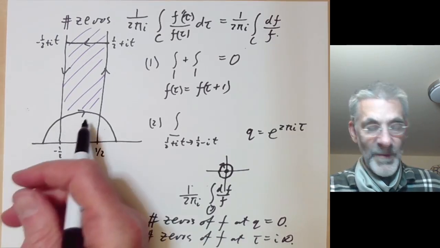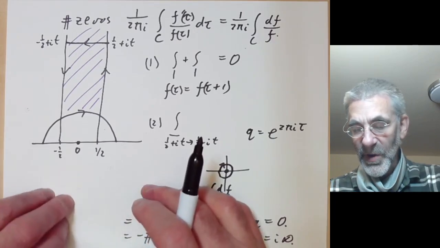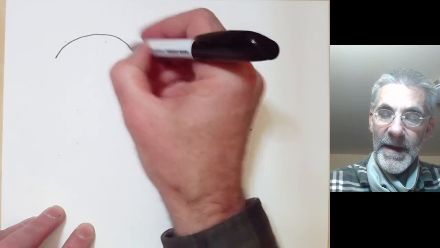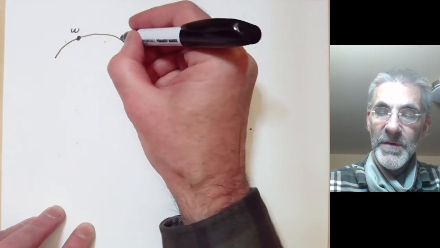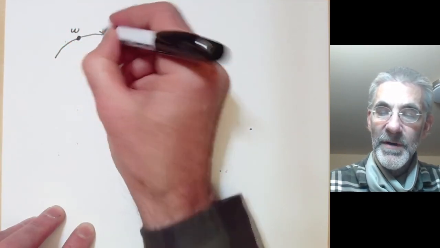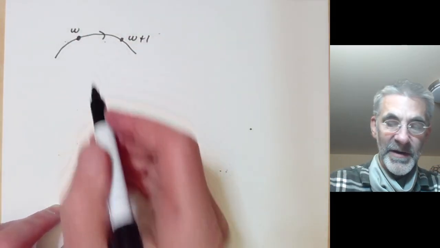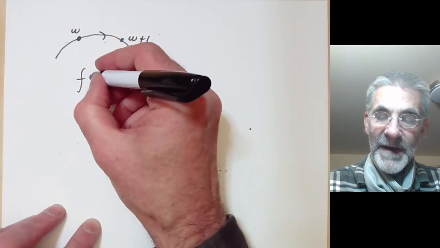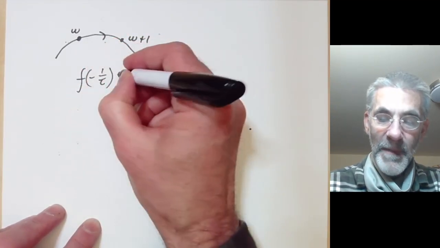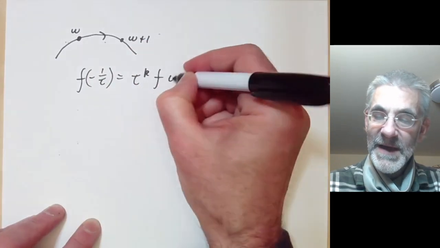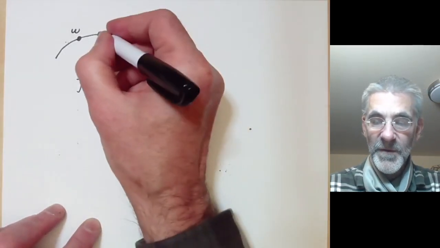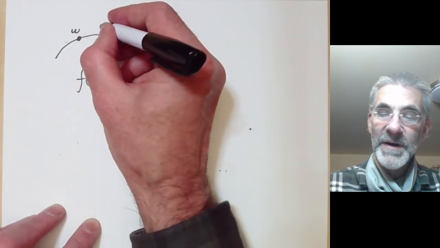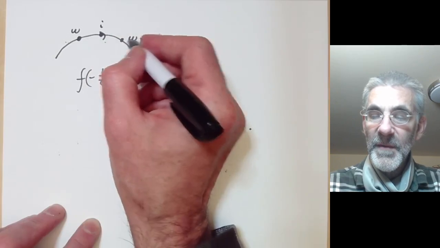Now we have to deal with the integral over the curved bit at the bottom of the boundary. Here we've got to integrate from omega, a cube root of unity, to omega plus 1 along this circular arc. In order to do this, we're going to use the fact that f of minus 1 over tau is equal to tau to the k times f of tau, another of the modular form relations. Now we split this integral into two bits. We've got an integral from omega to i and an integral from i to omega plus 1.